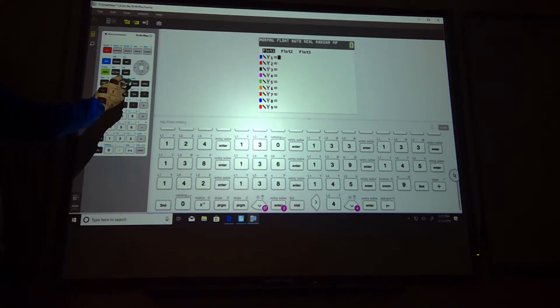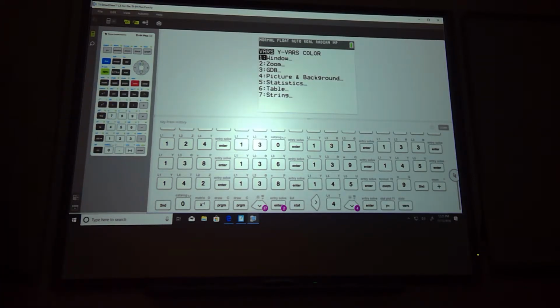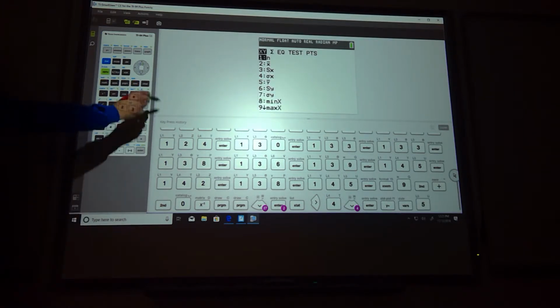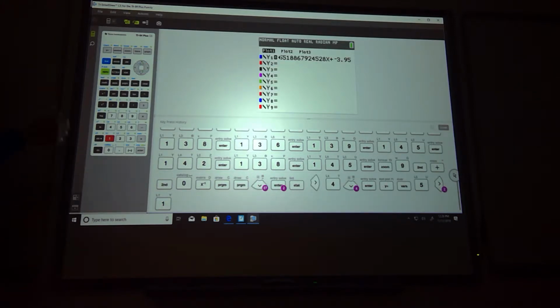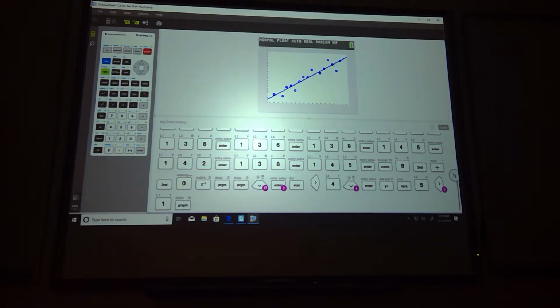Okay, ready? Find the vars button. I made it red. Move down to statistics, which is number 5. And then arrow over to equation. You there? Hit number 1. And it's going to store that information there. And then once it's stored there, hit graph. And there's your line of best fit.